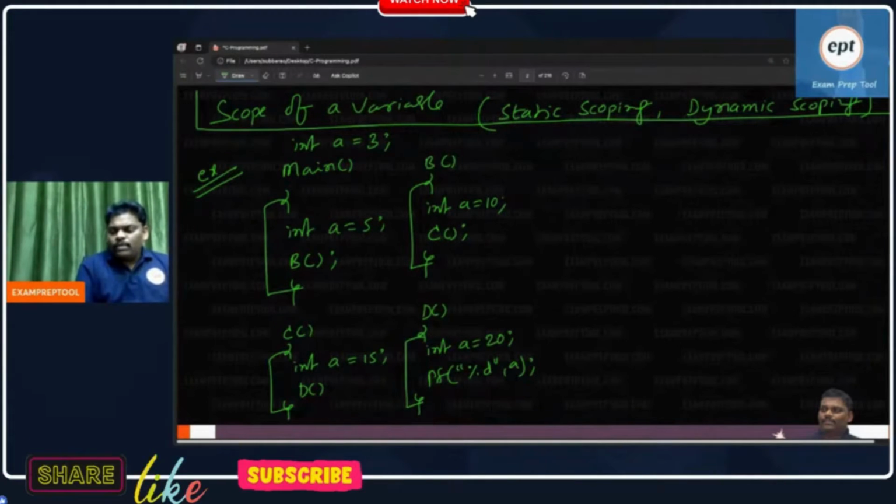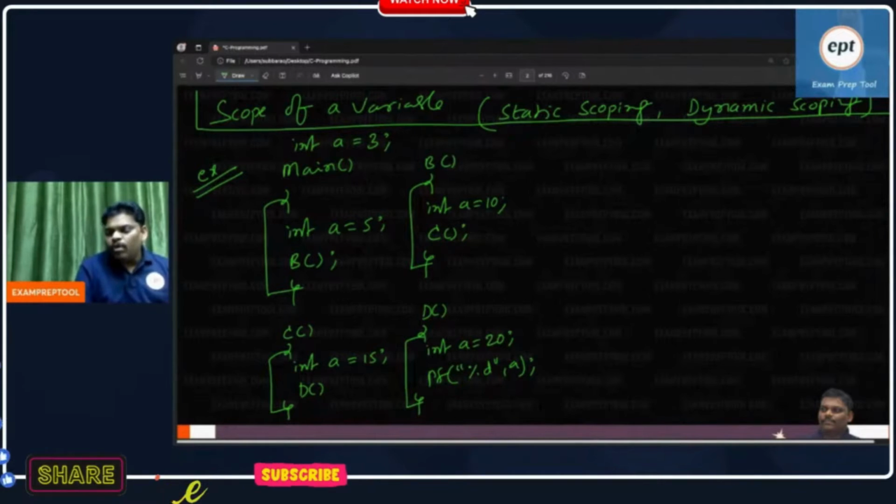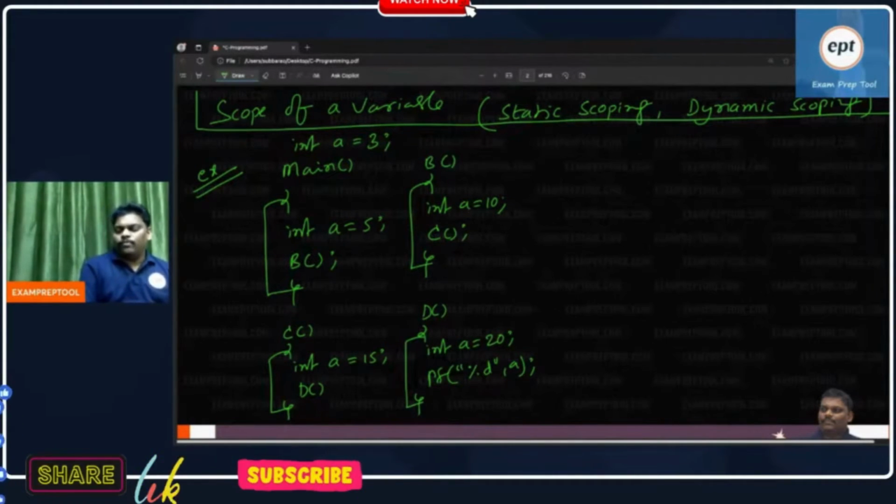If you came now only, this is the first problem I've written. Scope of a variable: static scoping, dynamic scoping. In programming, it is the first part. You may not find this in any book also. Most probably you may not find it in any book. So please be careful, everyone.